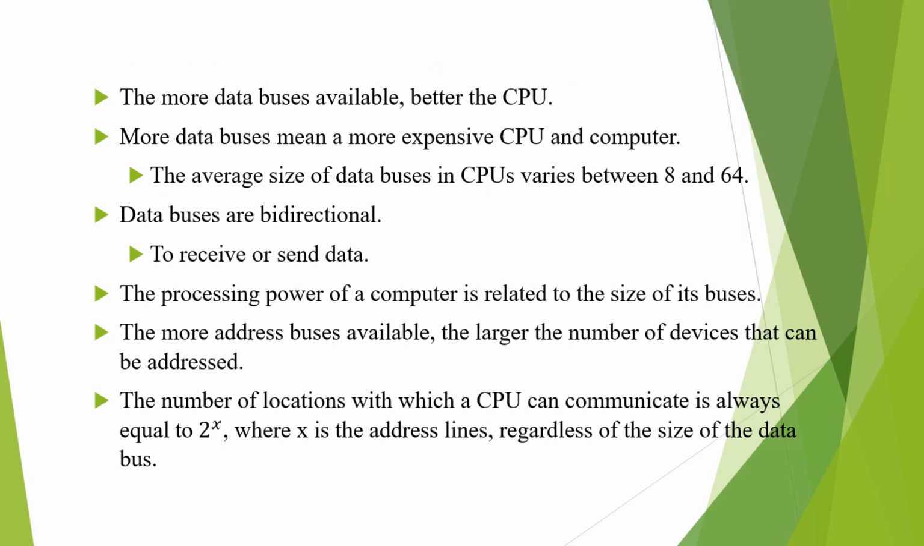More data buses means better CPU operation, but the cost of the CPU and computer increases. The average size of data buses in a CPU varies between 8 and 64 bits. These data buses are bidirectional, that is, we can receive or send data. The processing power of the computer is related to the bus size. The more address buses available, the larger the number of devices which can be addressed.